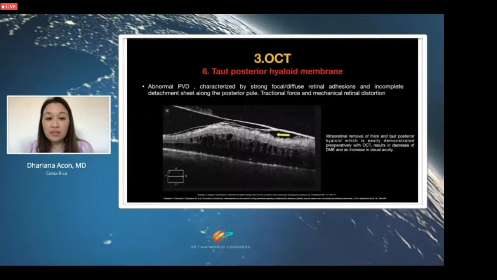Another finding and biomarker is the posterior hyaloid membrane. We know that there is an abnormal PVD, and we can have focal and diffuse retinal adhesions that can cause obstruction in the posterior pole. When we do surgery and remove this hyaloid, patients usually have a better outcome in DME.